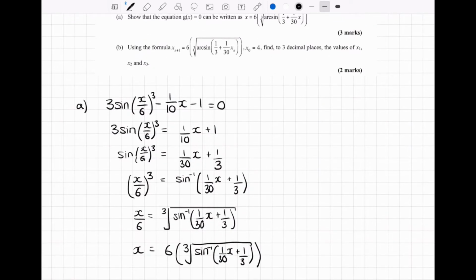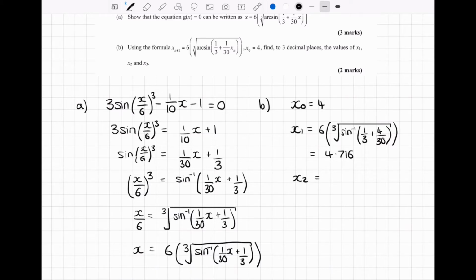For our second part, we've got a value for x0 equals 4, so if we sub x0 in as 4, then we'll find our value for x1. Then if we sub in this value for x1, then we'll get the value for x2, and sub in that value for x2, and we get our final value for x3. So for x1 you should get 4.716, x2 is 4.802, and x3 is 4.812.